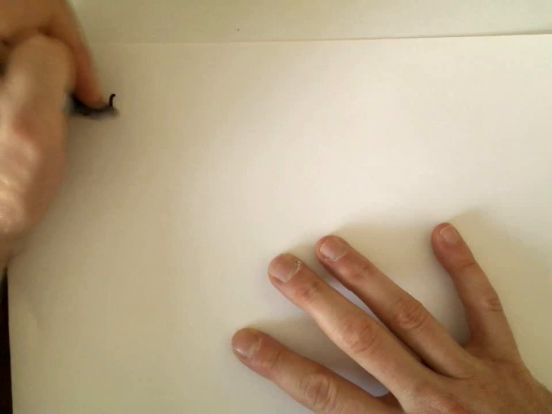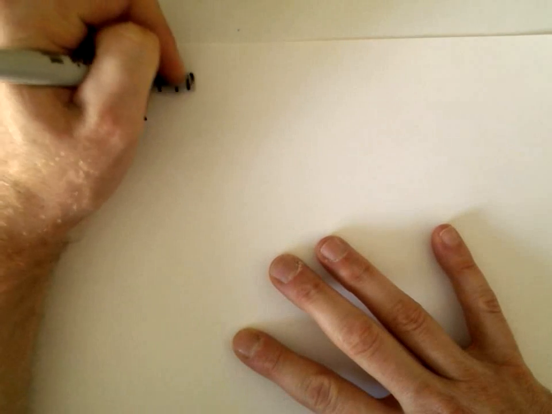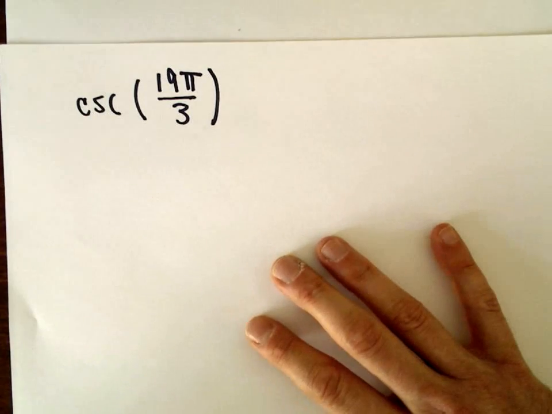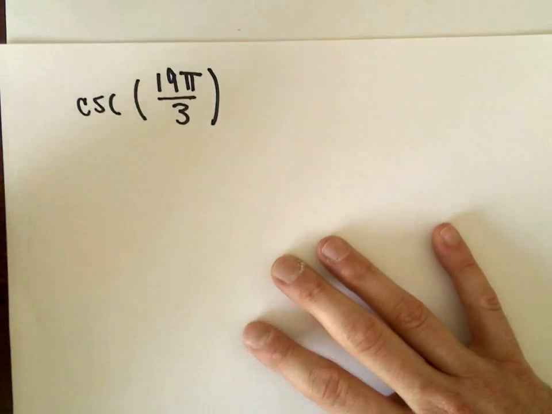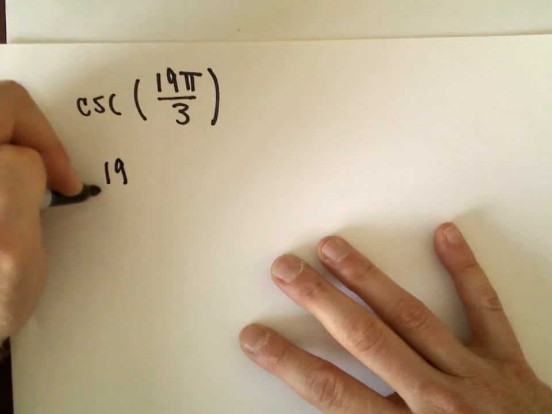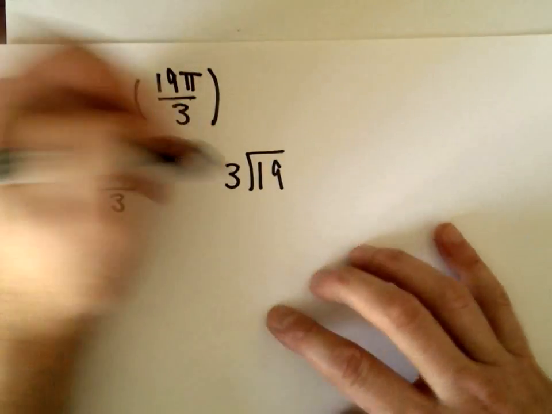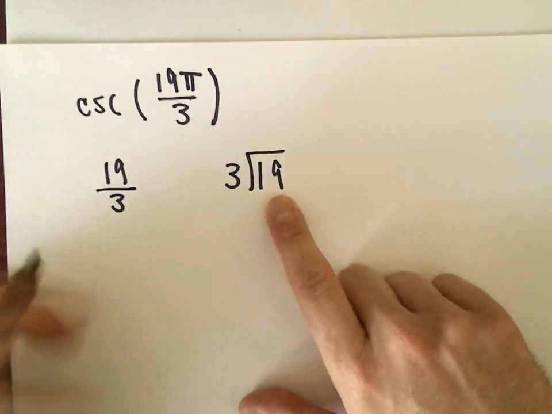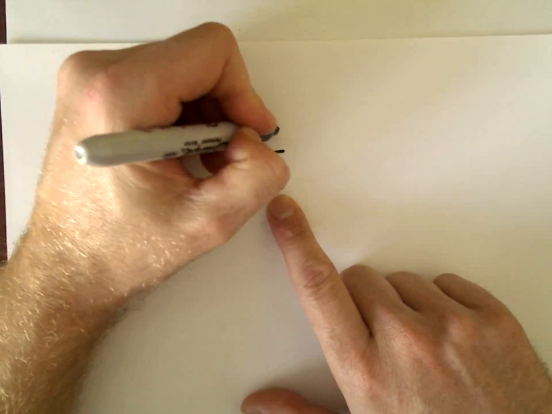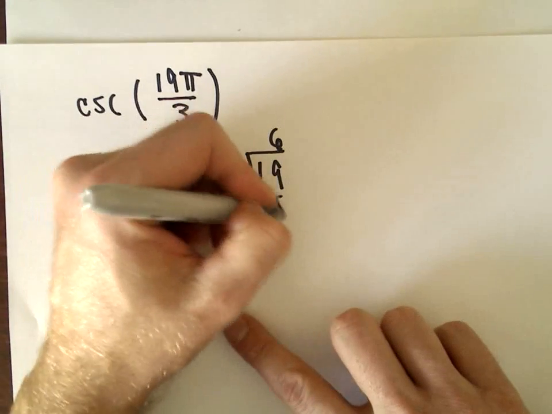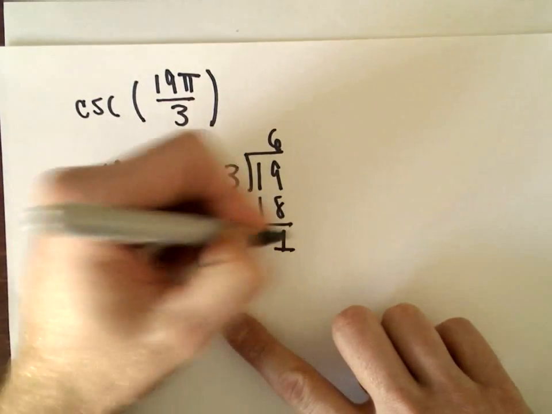All right, let's keep going through these. Part C, we've got cosecant of 19 pi over 3, and then we'll throw in some negative angles. Okay, so 19 divided by 3, I'm going to make that into a mixed number. 3 will go into 19, what, 6 times without going over? 6 multiplied by 3 is 18. If I subtract, I get a 1.